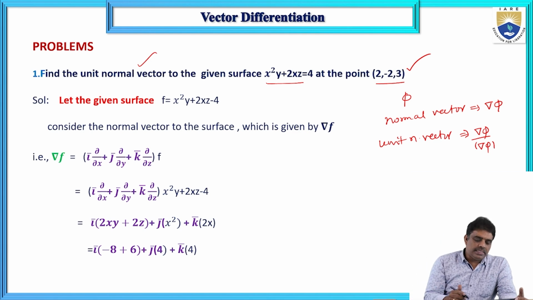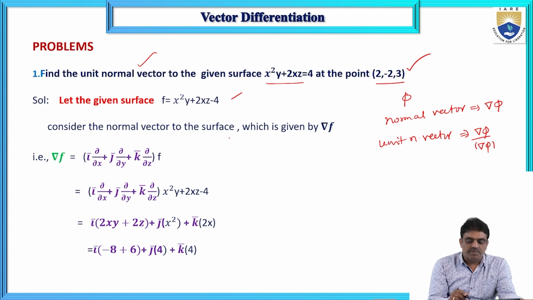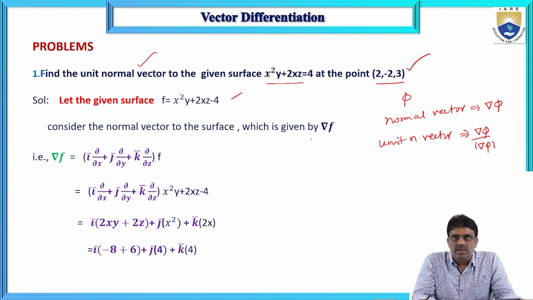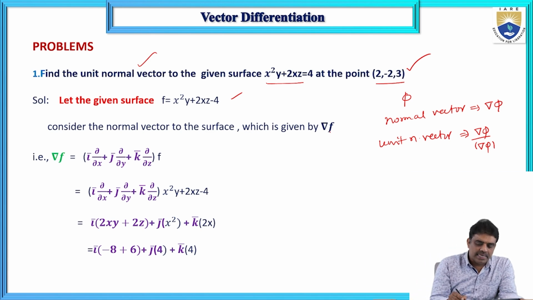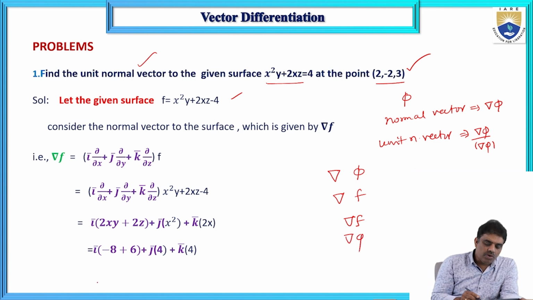So consider the given surface. F is x square y plus 2xz minus 4. Consider the normal vector to the surface, which is given by the gradient of f. First, to find the unit normal vector, we need to calculate the normal vector to the surface at any point. So for that I am considering gradient phi. This is called the symbol grad, the nabla or del. If you operate del on the scalar function, del on f, del on phi, then it is called grad f or grad phi. So now I see grad f.